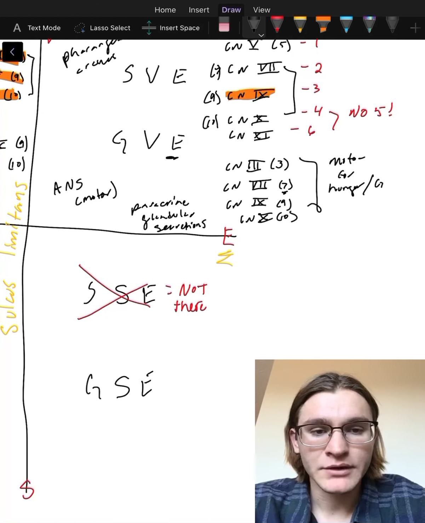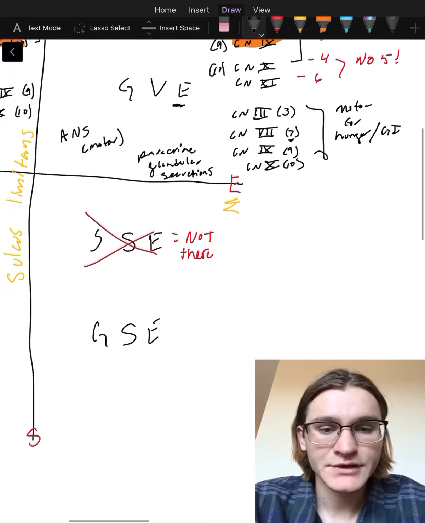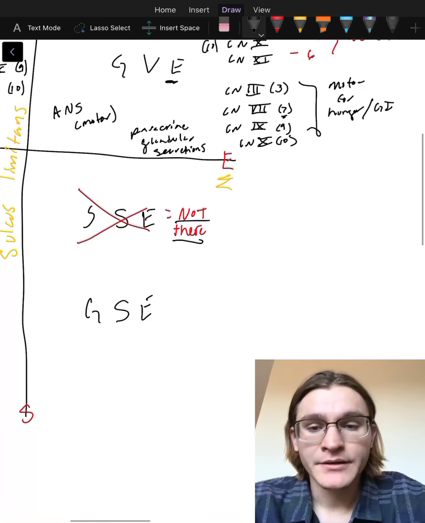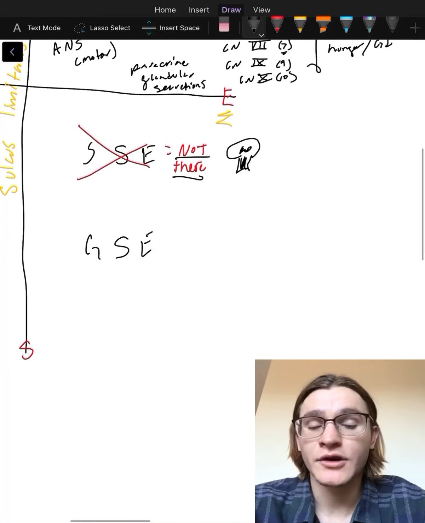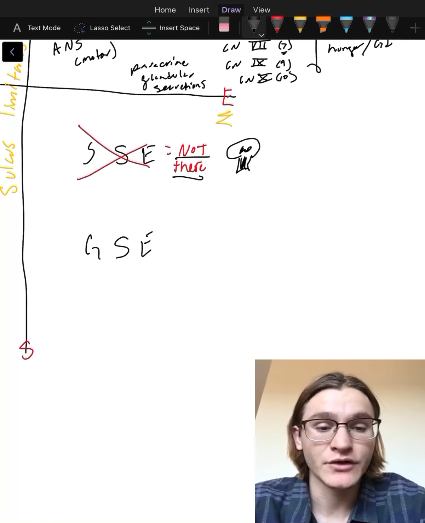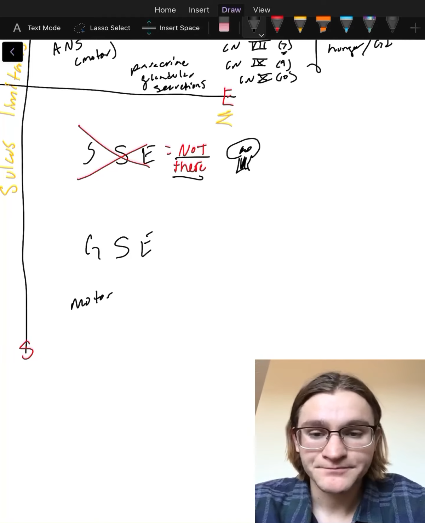And then we're going to get below. So it's motor for hunger and GI tract. So that makes sense. So keep in mind there's no special somatic efferent. So there's negative, we draw a big X. There's none of that. There's no system. Not that system, at least.